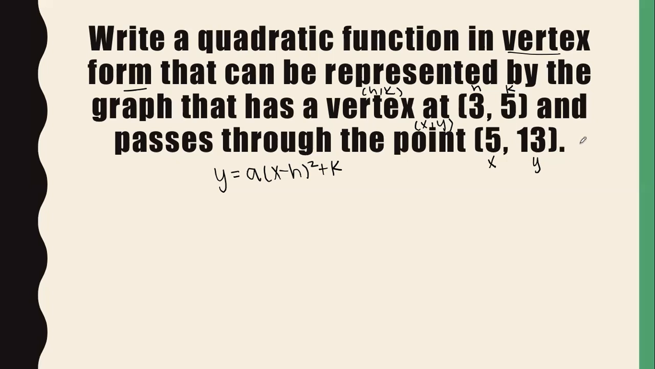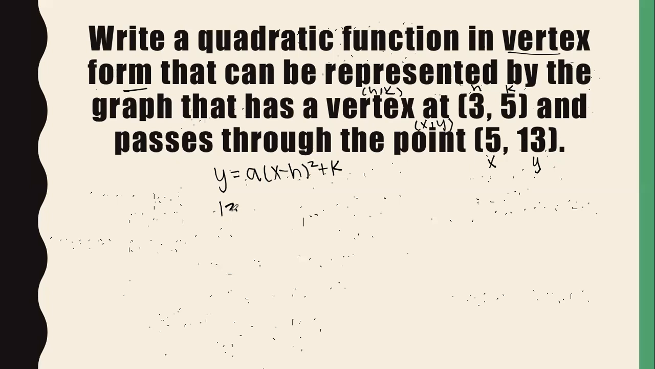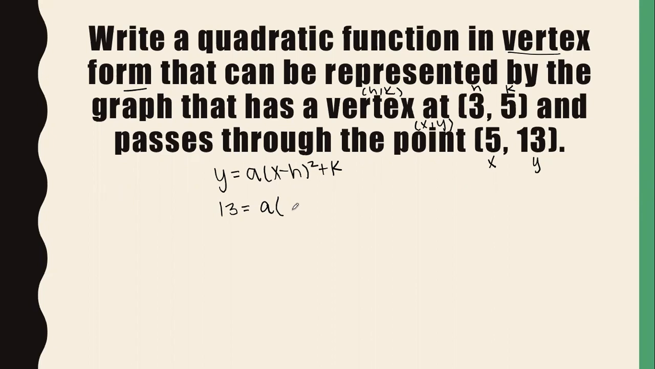Okay, so I'm gonna plug these values in. The y value is 13. We're looking for a, so we're gonna leave that as a. The x value is 5. My h value is positive 3, so it'd be 5 minus 3 squared. And then my k value is positive 5, so it'd be plus 5. So if you went ahead of me, make sure you have it set up correctly. If you did not start it like this, make sure you have all the right positive and negative values, then you need to rewind a little bit.